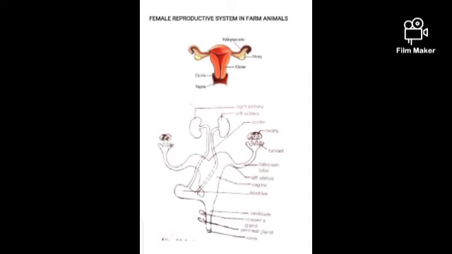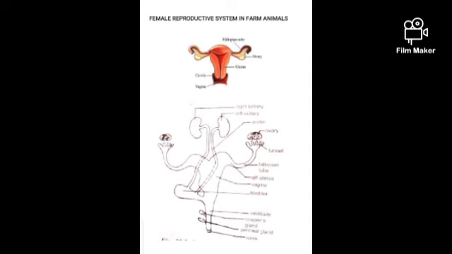Below the uterus is the vagina, which receives the spermatozoa during copulation, that is, during mating. The female reproductive system terminates with an external opening called the vulva.